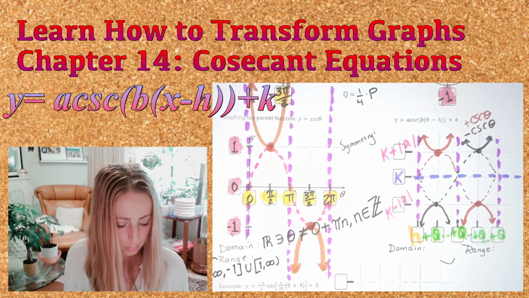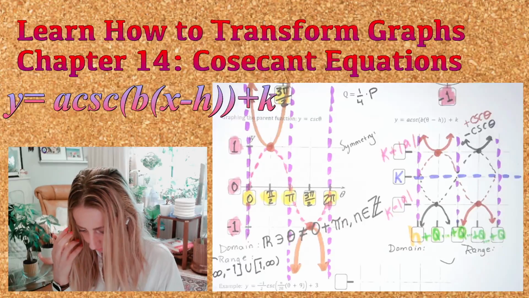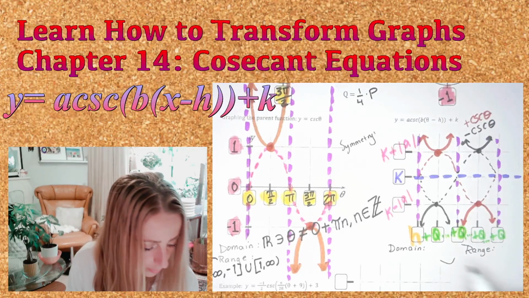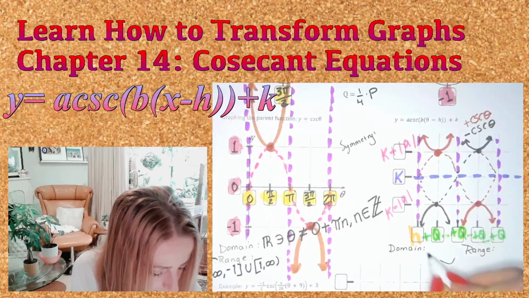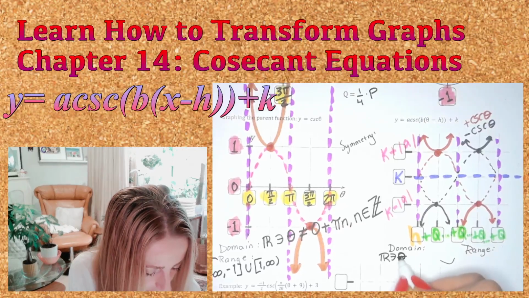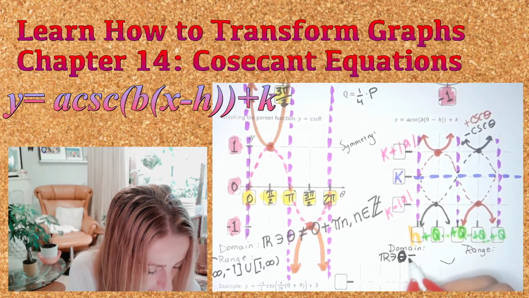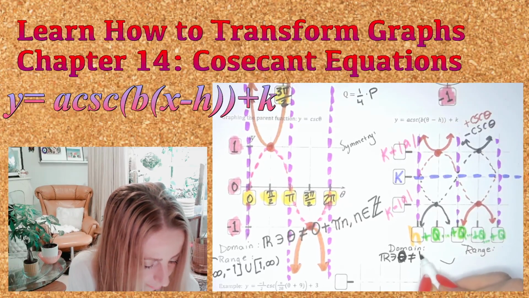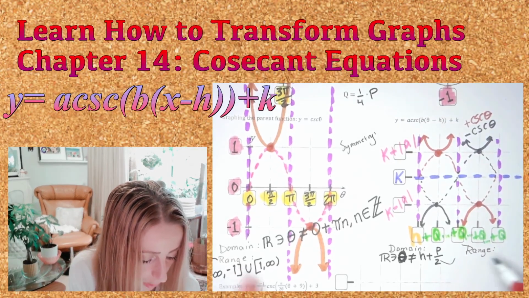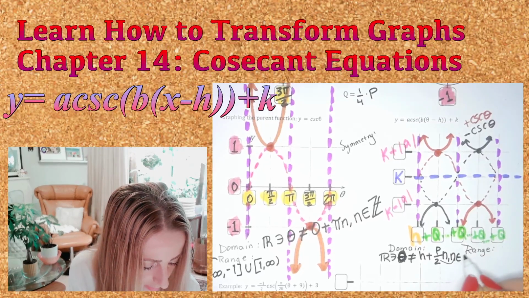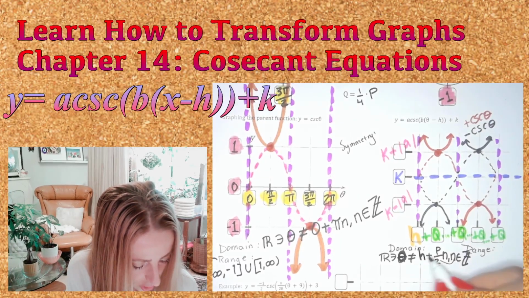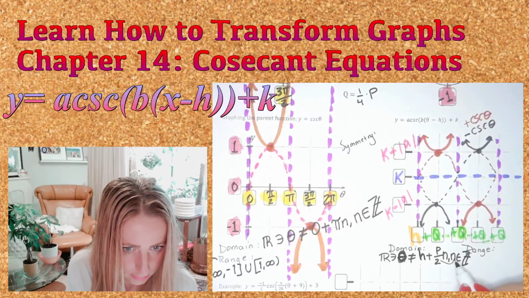Domain and range, same concept here. The domain, again, all real numbers such that theta does not equal h plus p over 2, half the period, n, comma, where n is an element in the set of integers. That's an h. That's an n, if you could read it.